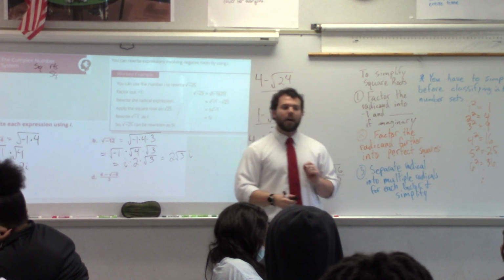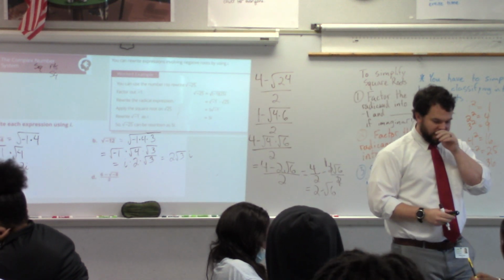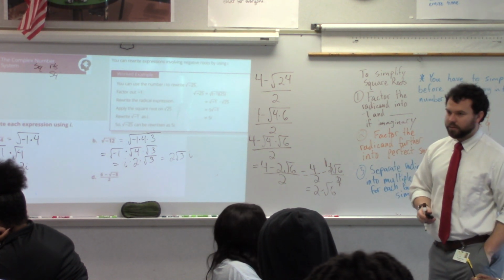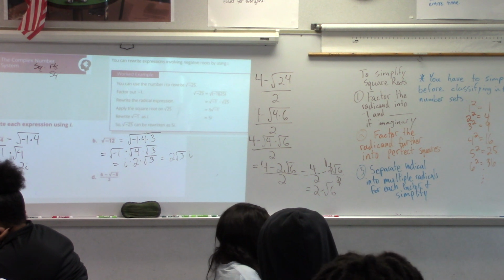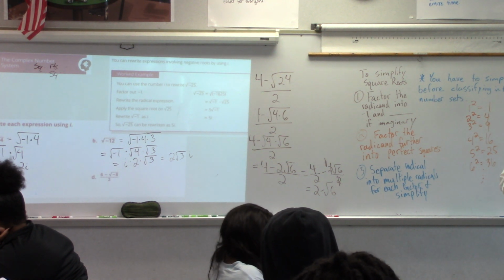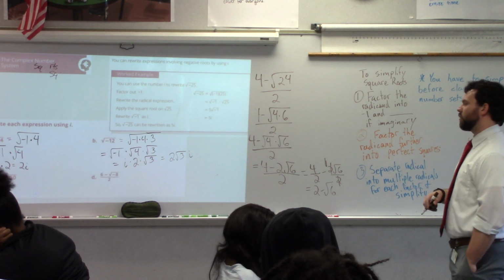Please note that i needs to be outside the square root. Do not ever put your i underneath the square root. Why not? Because i is the square root of negative 1. You're not taking the square root of i. Right? i is the square root of negative 1. You're not taking the square root of i.